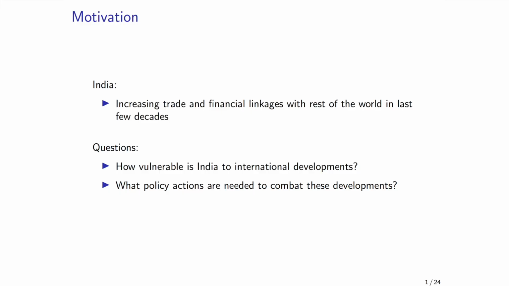Okay, and more timely perhaps, as people have been following, that India is now considering issuing some more sovereign bonds, potentially denominated in dollars or something else. And so the question we're trying to answer here is, how important is it that international developments affect the Indian economy?